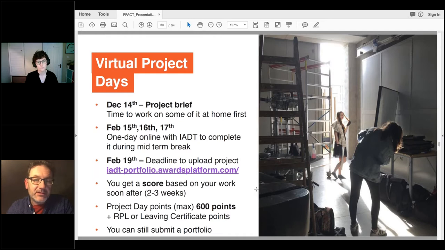And it worked well for some people last year, and a lot of people went that route and still submitted a portfolio. So if you've been working on a portfolio for a couple of years, it'd be a shame not to still put it in. But at the same time, if you have time and if you're keen, do try the project day as well. There's some dates there, again, the same as the portfolio. It's a maximum of 600 points.